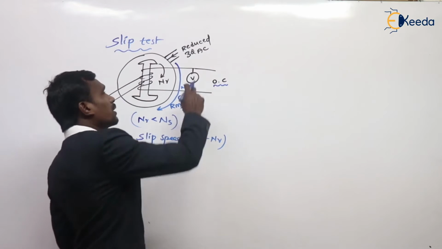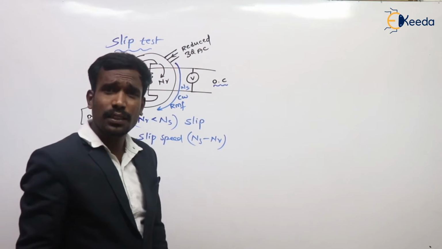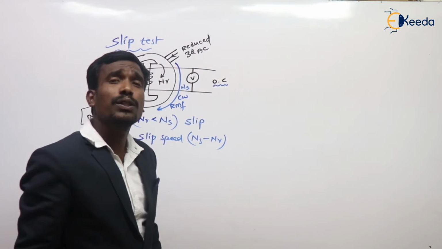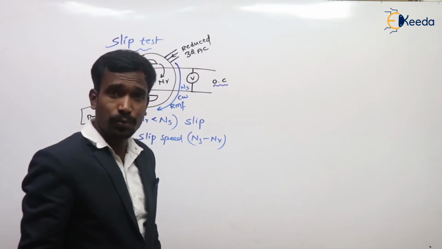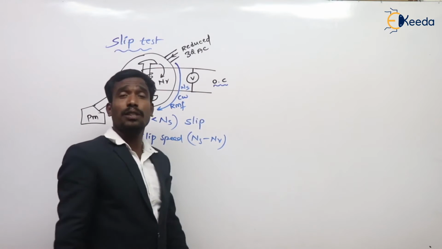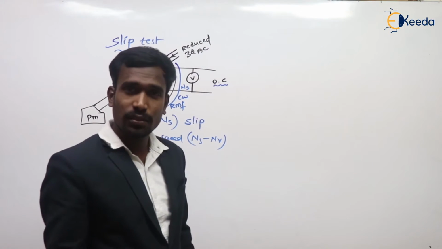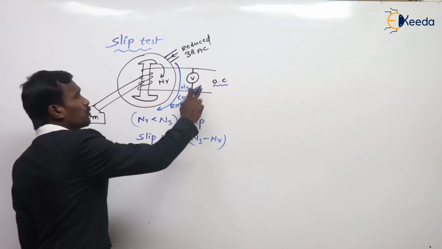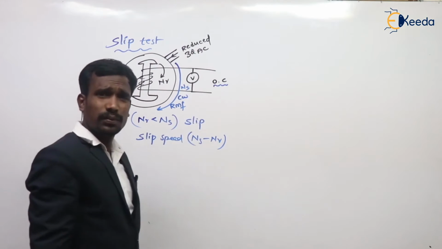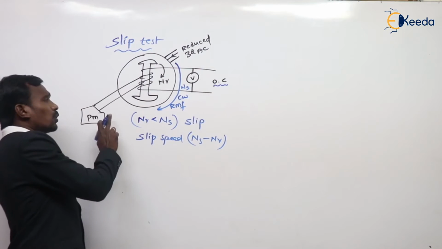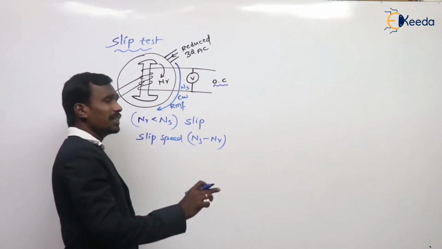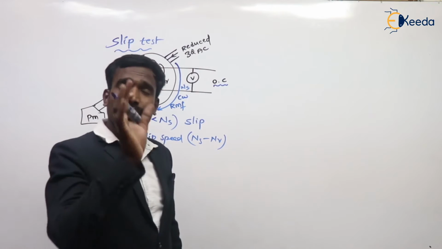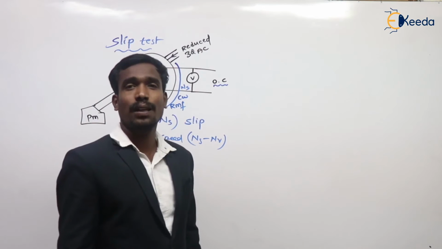Why do we have to give the reduced three-phase AC supply? To avoid armature current problems. It may lead to more armature current which can damage the machine. And why do we have to open circuit this? Same reason. And why do we have to rotate the rotor at less than synchronous speed in order to maintain the slip? Then only we can get accurate results.